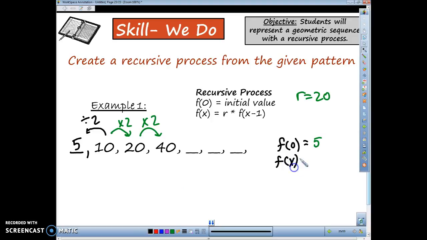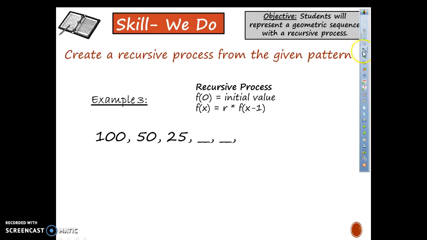And then our second line, f of x equals, well, it's always the previous term, f of x minus 1. And then we add in our r value. Notice it's r times f of x minus 1. So here it is going to be, oh, notice I said r is 20. That's incorrect. It's 2. Sorry about that. And we multiply by 2. So 2 times the previous term gives us the next term.